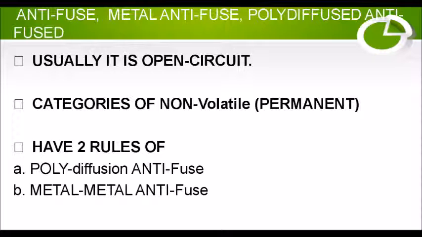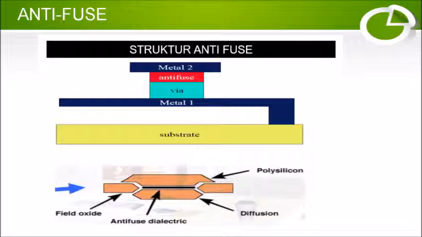Next is antifuse, metal antifuse, and polydiffuse antifuse. Usually it is an open circuit and it is a category of non-volatile, which is permanent, and it has two types: polydiffusion antifuse and metal-to-metal antifuse. And this is the structure of antifuse. It consists of metal 2, metal 1, antifuse, substrate, polysilicon, diffusion, antifuse dielectric, and field oxide.